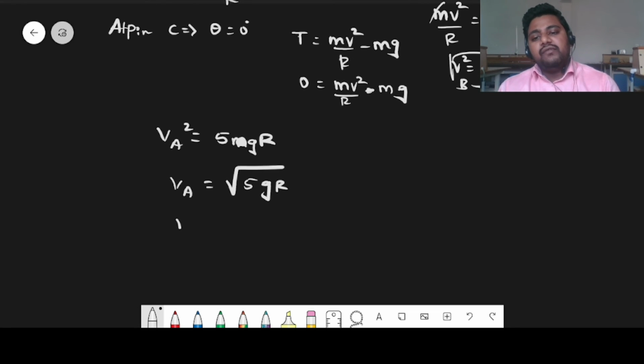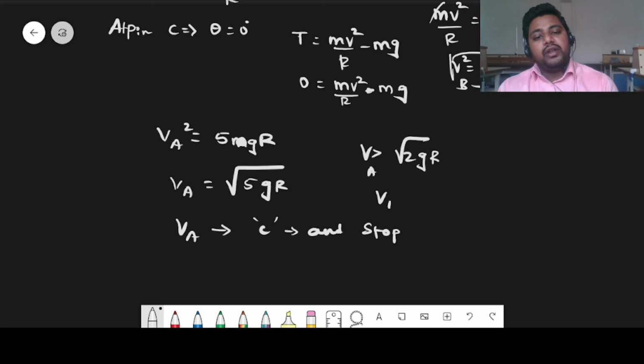That means if you are giving va equal to root 5 gr, then it will go to the maximum height. That means it will go to point C and stop. If your velocity is greater than root 2 gr and the velocity at point A is lesser than root 5 gr, it will be oscillating in the middle circle.